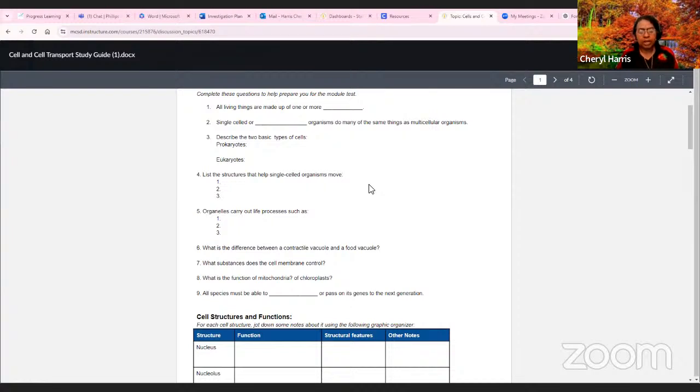All species are able to, and what is the process that allows things to pass on genes from one generation to the next.